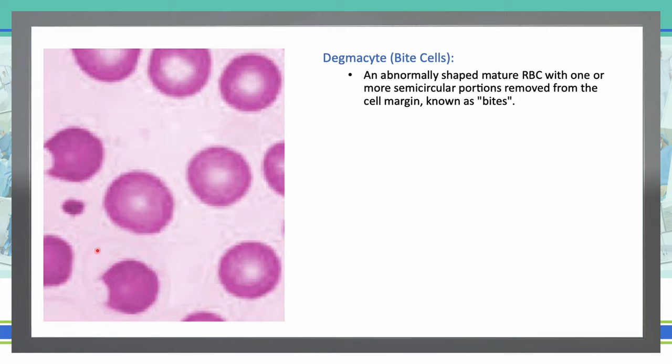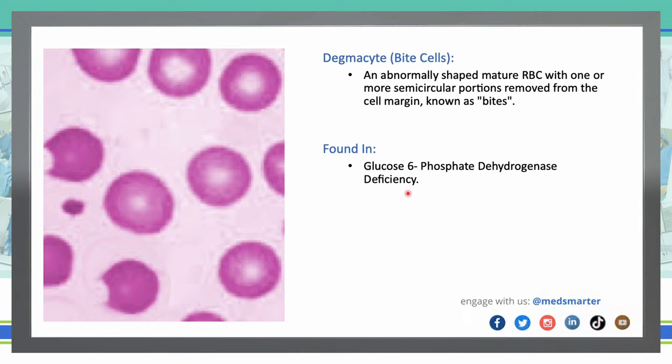Next, we are talking about bite cells. Bite cells are abnormally shaped mature RBCs with one or more semicircular portions removed from the cell margin, and that's how they are known as bite cells. They result from processes of oxidative hemolysis, such as in a condition of glucose 6-phosphate dehydrogenase deficiency. In this condition, there is uncontrolled oxidative stress that's going to cause the hemoglobin to denature and form Heinz bodies. These bites result from the mechanical removal of denatured hemoglobin during splenic filtration as our red cells attempt to migrate through endothelial cells from splenic cords into the splenic sinuses. So the function of the spleen is to remove damaged or non-functional RBCs. So when they have those Heinz bodies, the spleen, through splenic macrophages, is going to take the bite.